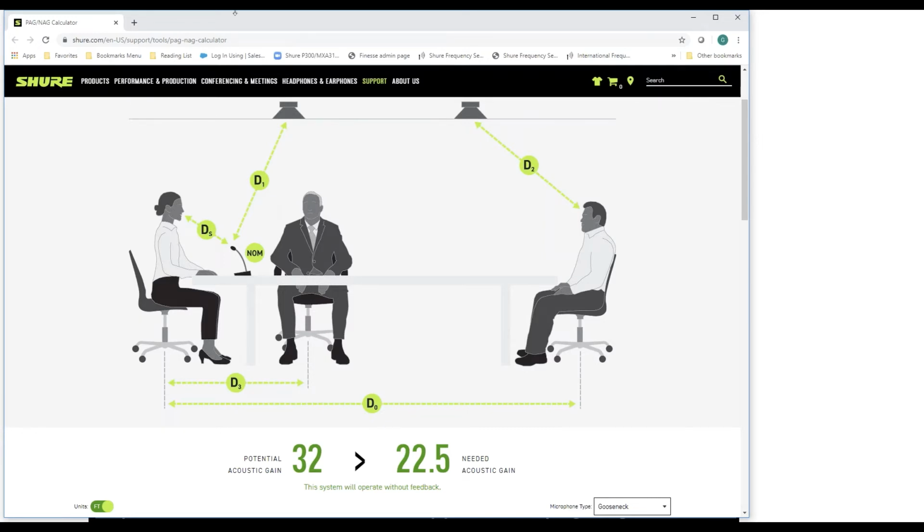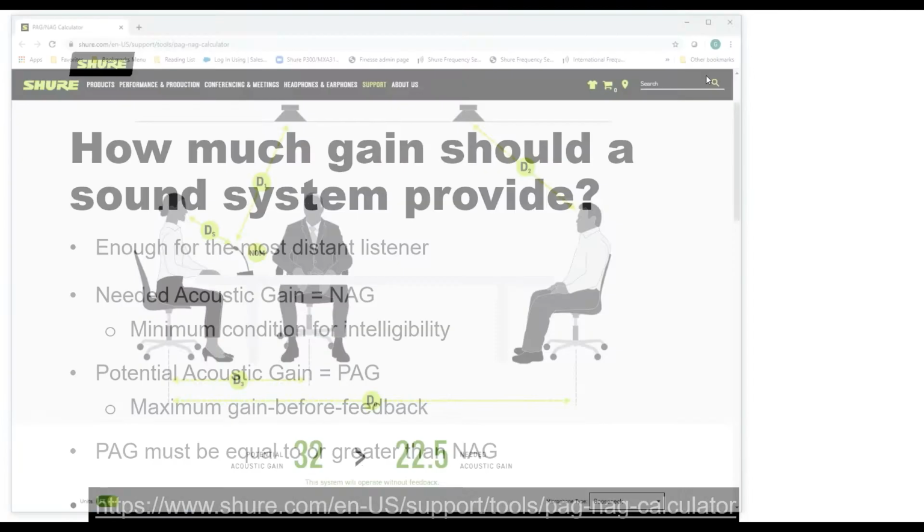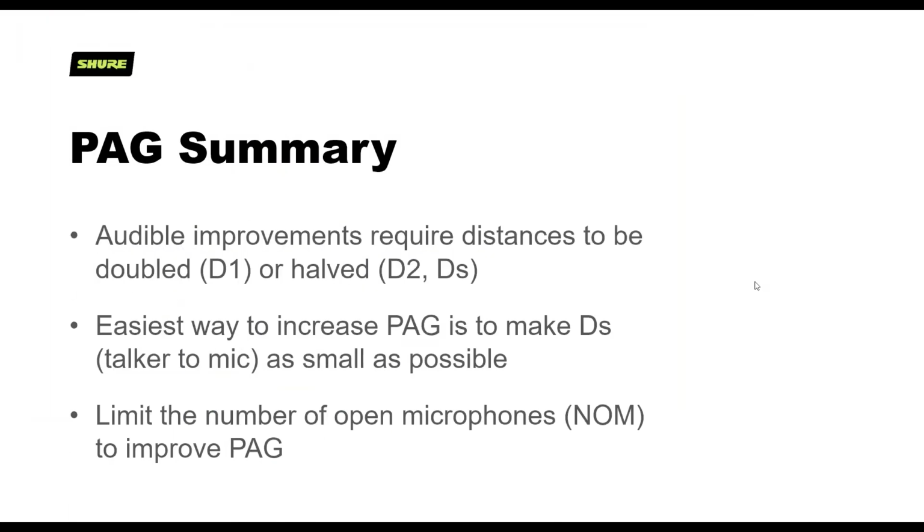I should also mention that this calculator assumes omnidirectional components, right? And as we're going to talk about in a minute here, using directional mics and directional loudspeakers helps. It helps maximize your gain before feedback. But the point is, if you've done this math ahead of time, assuming omnidirectional components, and you know that you're not going to get feedback, it's only going to be that much better when you switch to directional components.